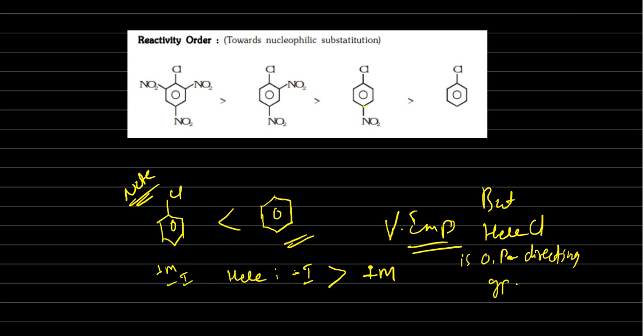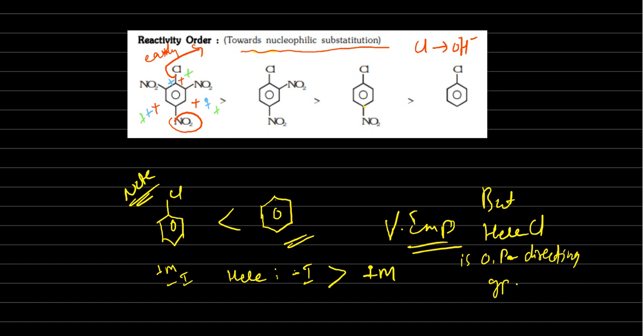Now, reactivity order. If you take 3 nitro groups and 1 chlorine, see, towards nucleophilic substitution reaction, the chlorine should be replaced by OH minus, right? Here this chlorine can easily be released from the benzene. Why? Because NO2 creates positive charge at the ortho position and para position. This NO2, that NO2 also generates positive charge at the ortho and para positions. This NO2 also creates electron deficiency at the ortho and para positions. So this much electron deficiency is created.